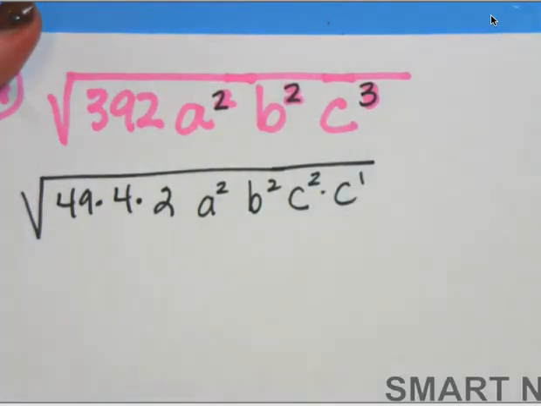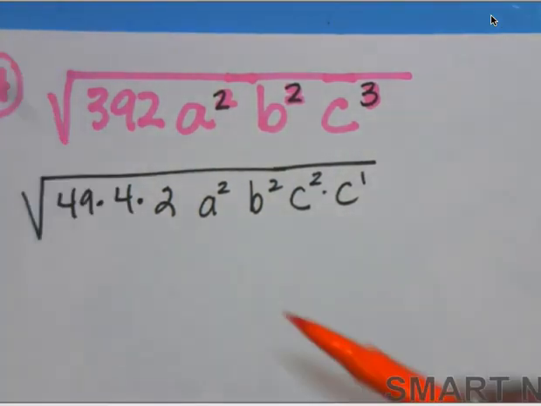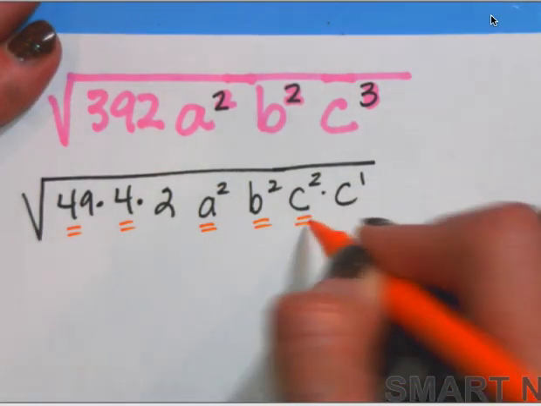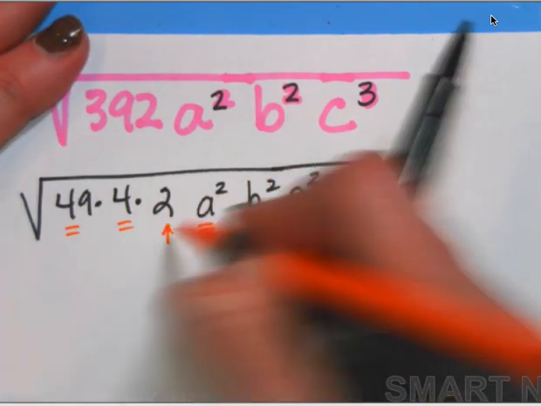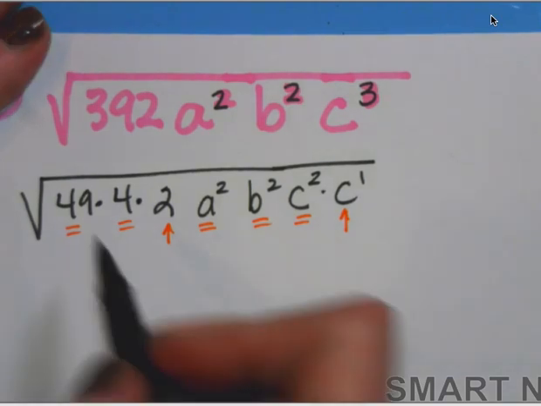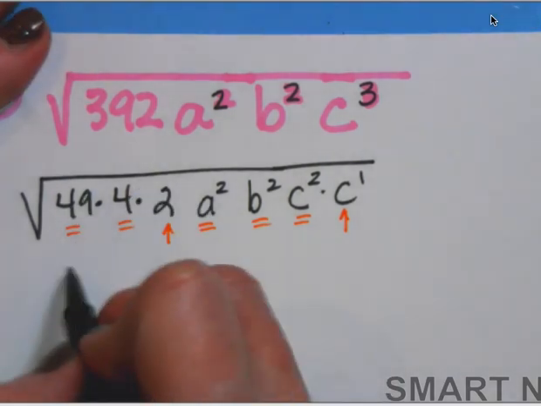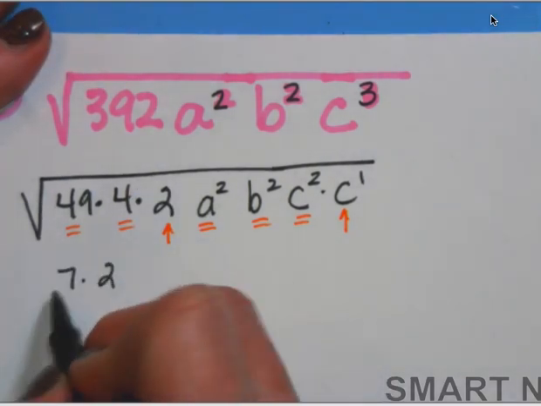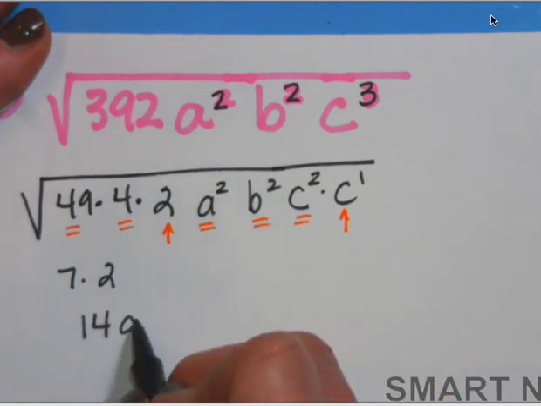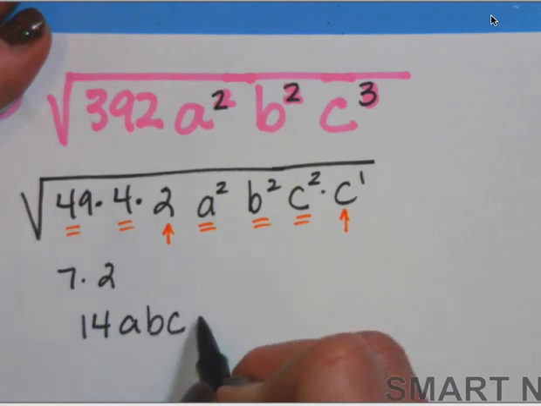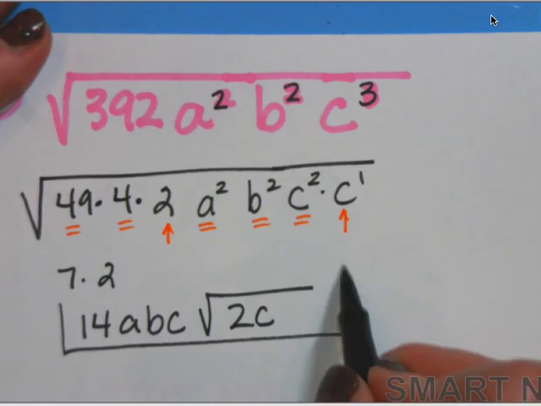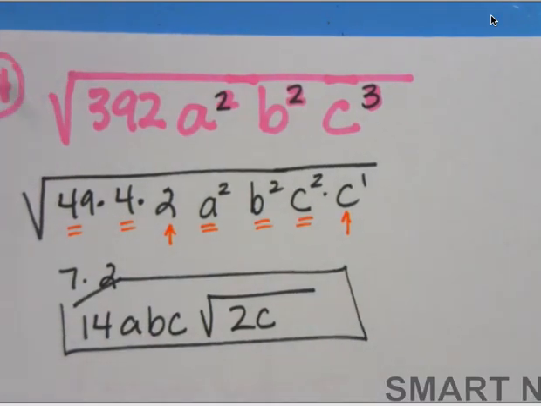And these are my perfect square portions. I've got 49's perfect, 4, even power, even power, even power. And then I'm going to have 2 non-perfect portions that are going to remain underneath the radical when I clean this up. So the square root of 49 is 7, square root of 4 is 2. I'll multiply those together. That's going to give me 14. And then A comes out, B comes out, C comes out. And then what remains on the inside would be the 2 and the C. And I'll stop the video there.